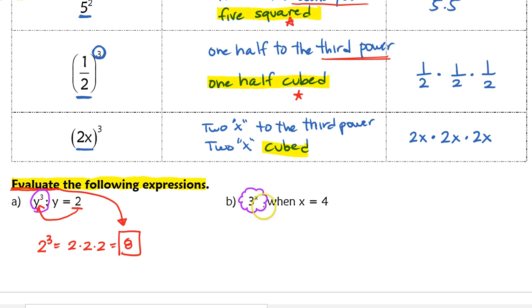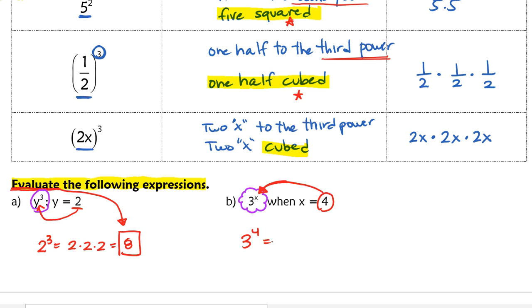Here we have 3 to the xth power. So in this example, we actually see the variable appear as an exponent, whereas in the first example, the variable here was a base. So it doesn't really change much, but we want to make sure that we copy this correctly. So we're going to replace the x here with the number 4. So it's going to go right in there for the x. So we're going to rewrite this as 3 to the 4th power.